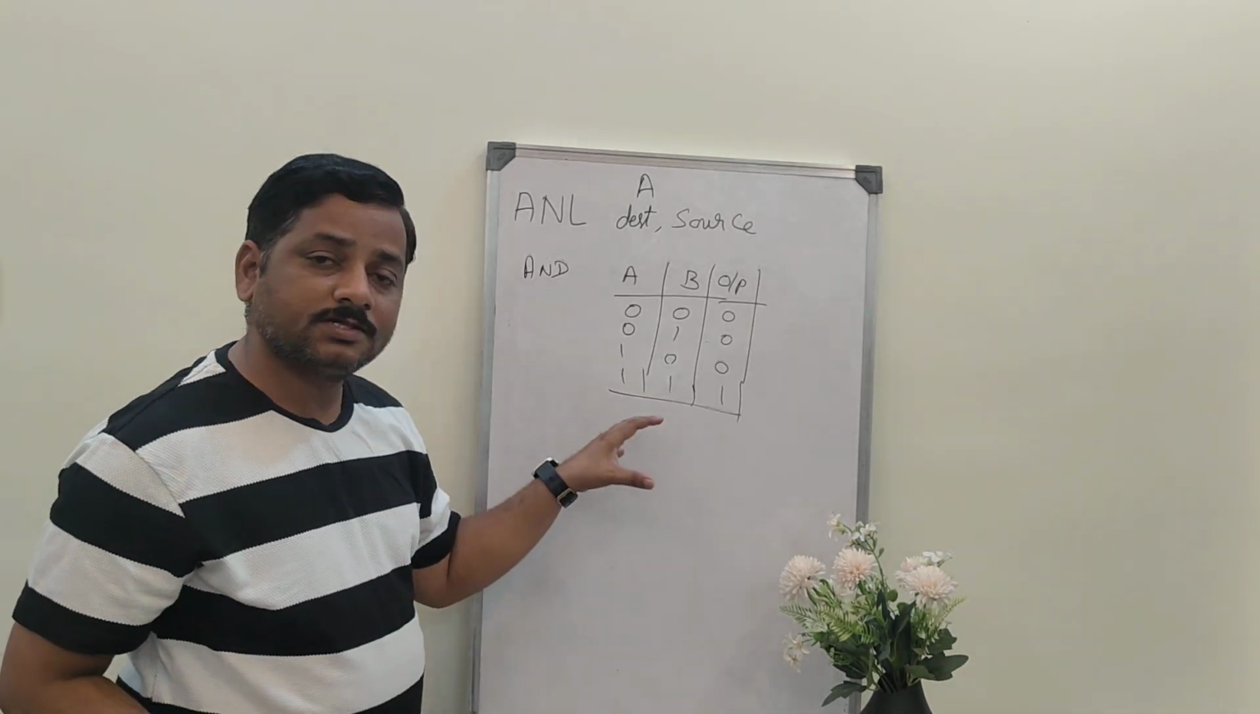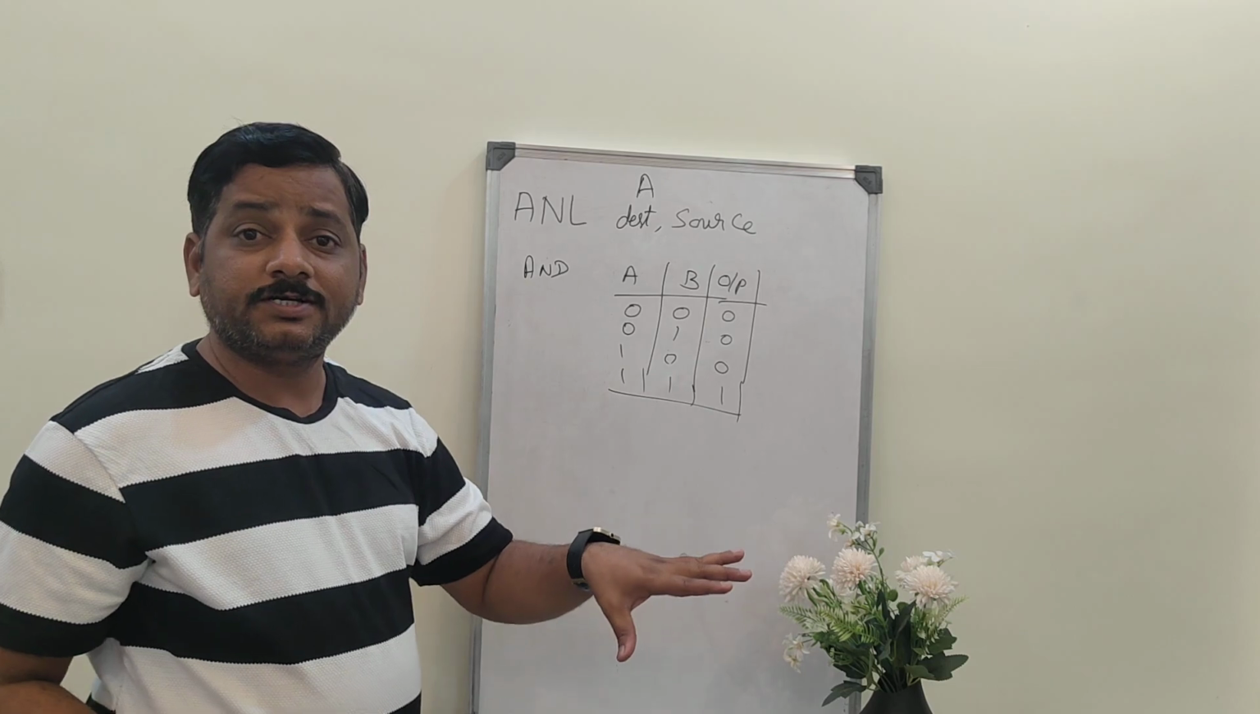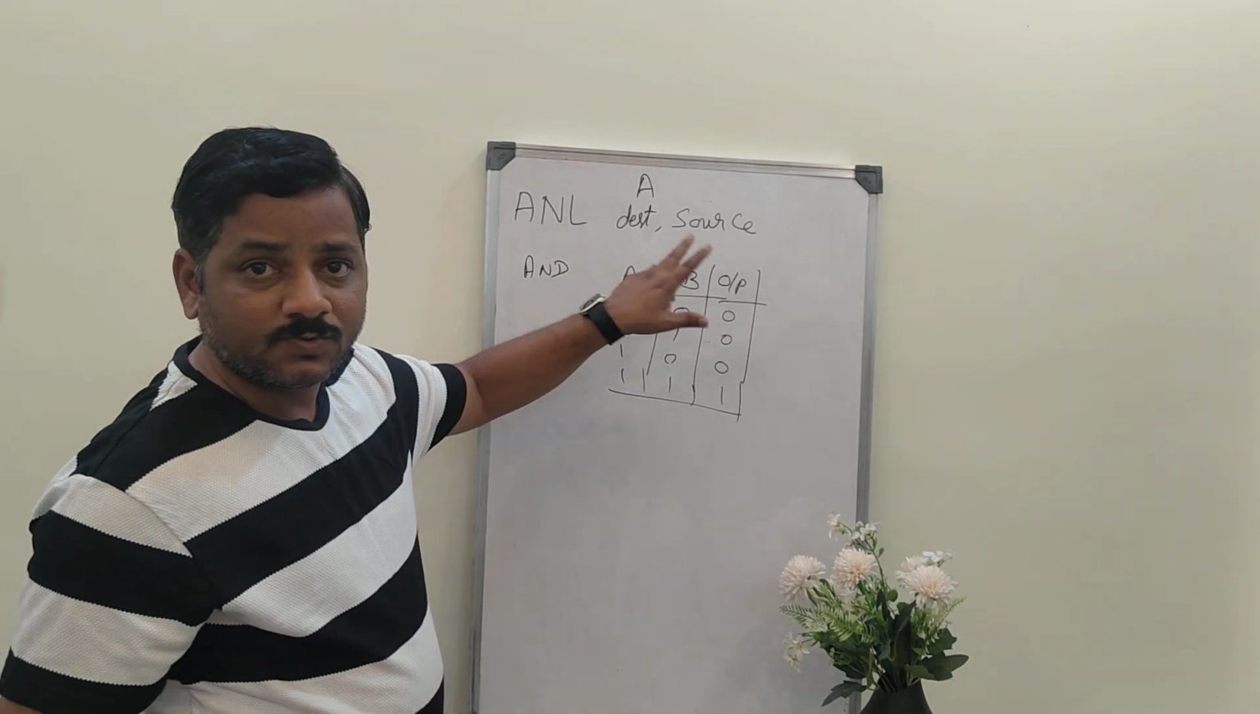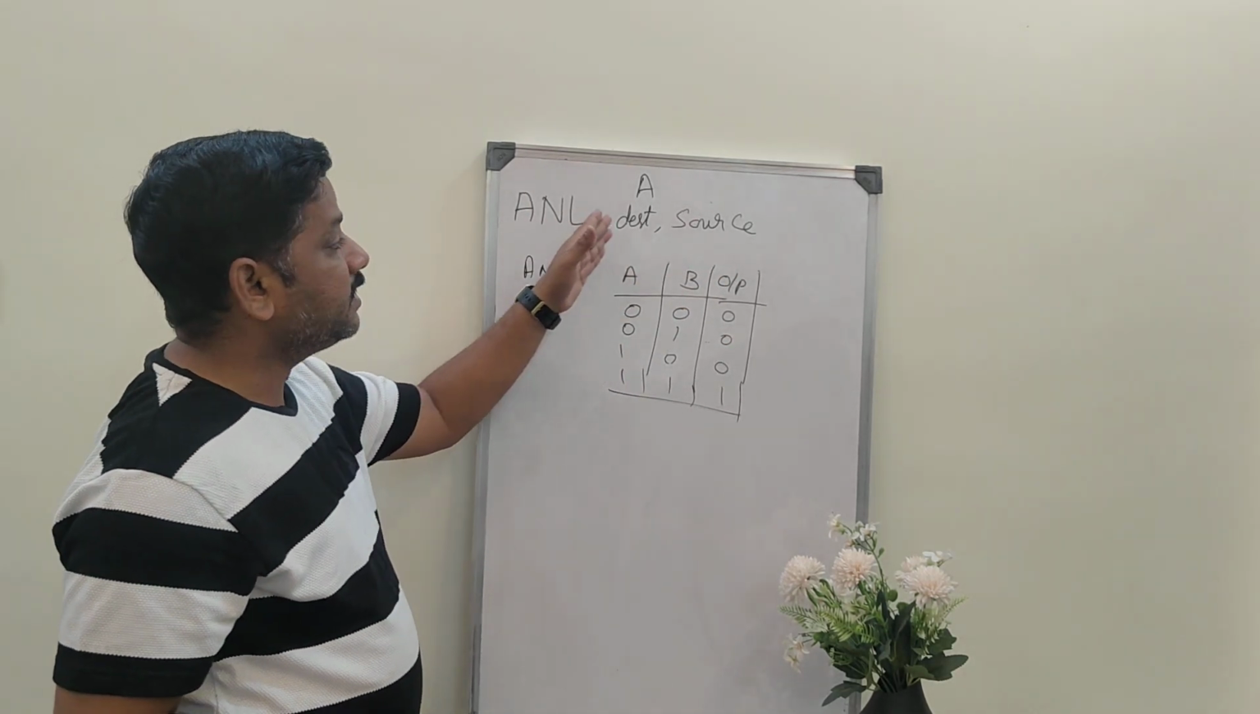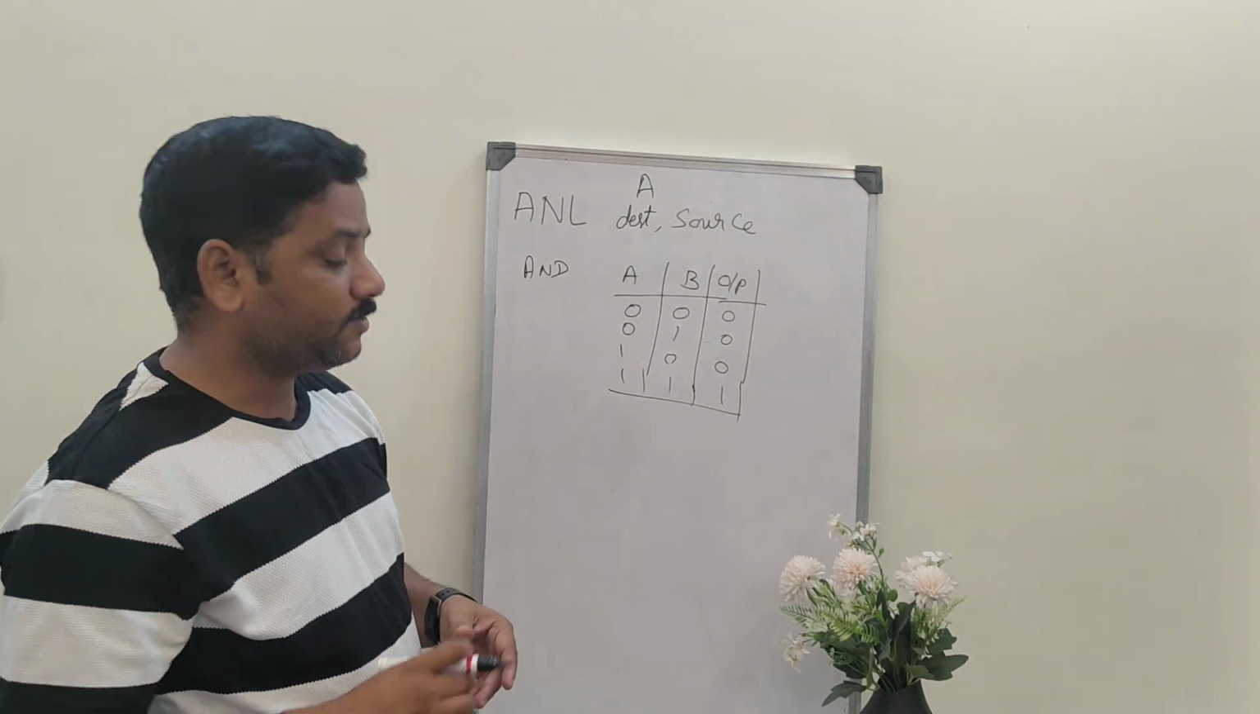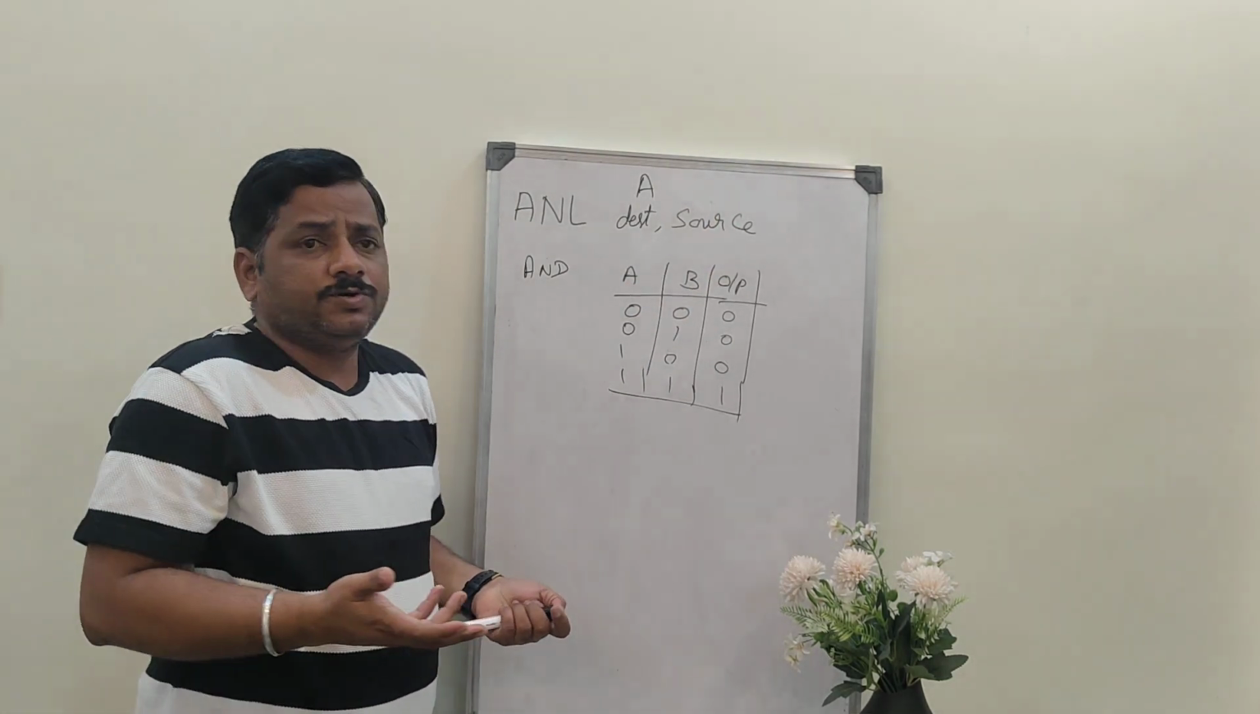Now this concept can be executed using just one line, one instruction. So ANL A, source. Now the question is, how to utilize this?